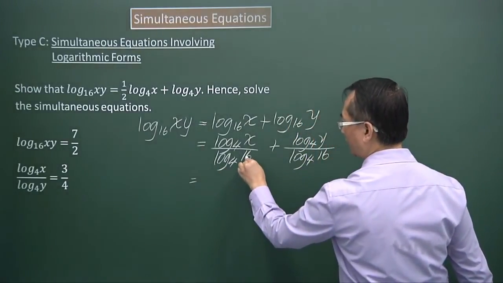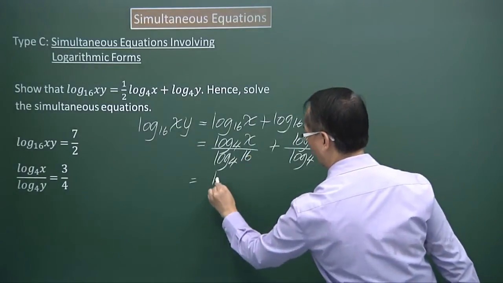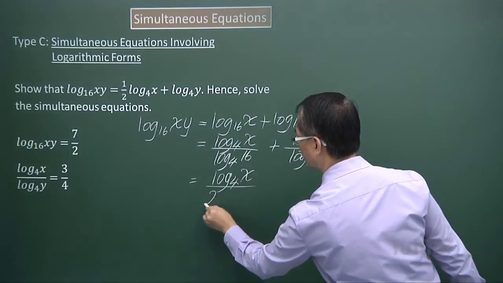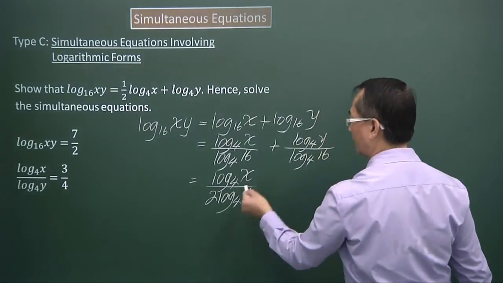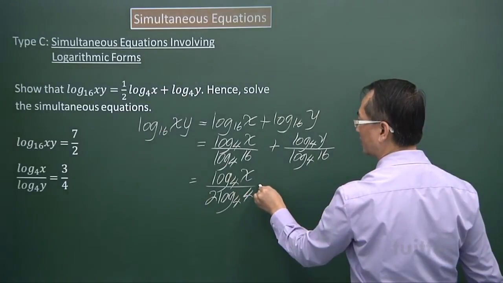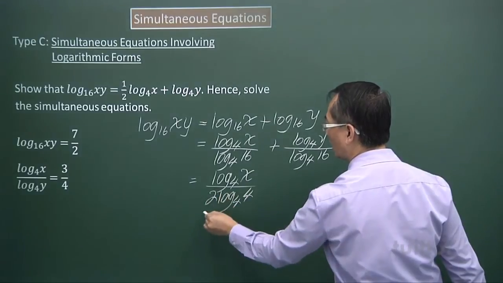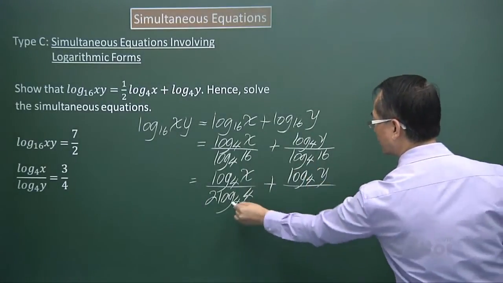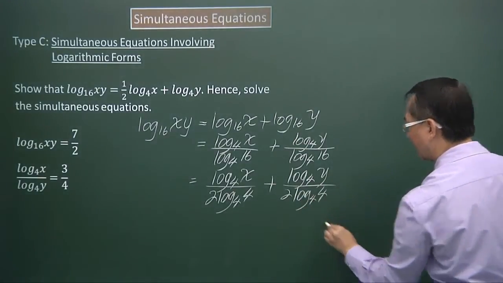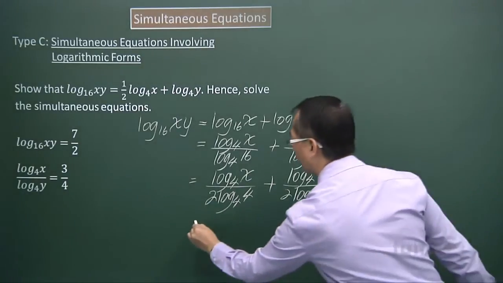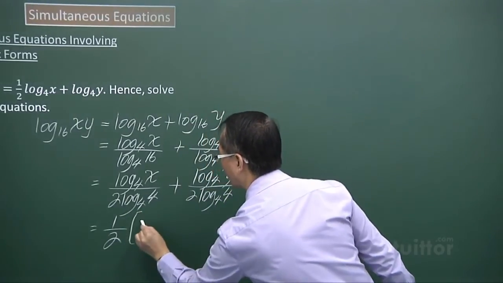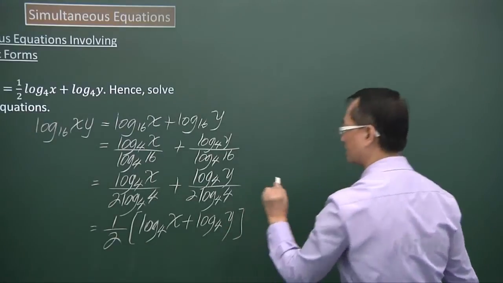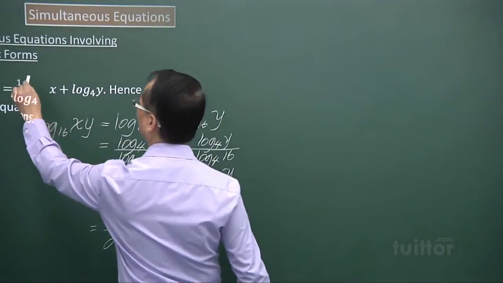So 16 is 4 squared. So I will have log base 4 of x over 2 log base 4 of 4. The square here that makes 4 squared 16 is transferred to the multiplier place. And here, that expression will just be the same as that. And log base 4 of 4 is just 1. So overall, the expression should be half of log base 4 of x plus log base 4 of y. So that expression ought to be in a bracket.